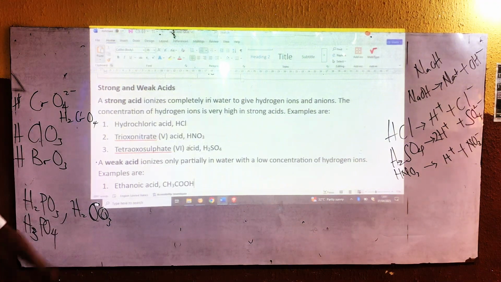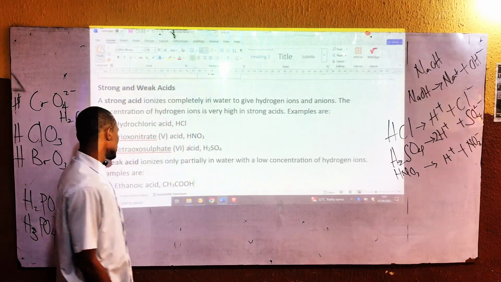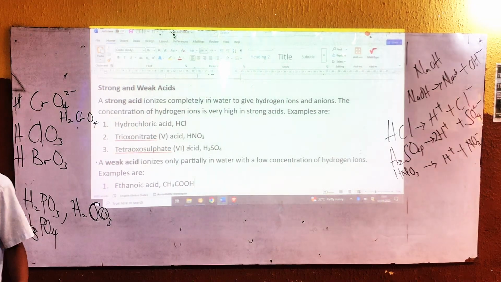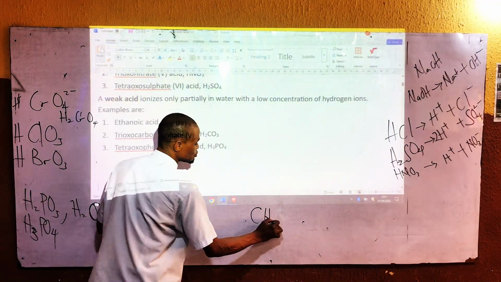A weak acid is ionized partially in water with a low concentration of what? Hydrogen ion. This weak acid has a low concentration of hydrogen ion. Example: ethanoic acid, CH3COOH.